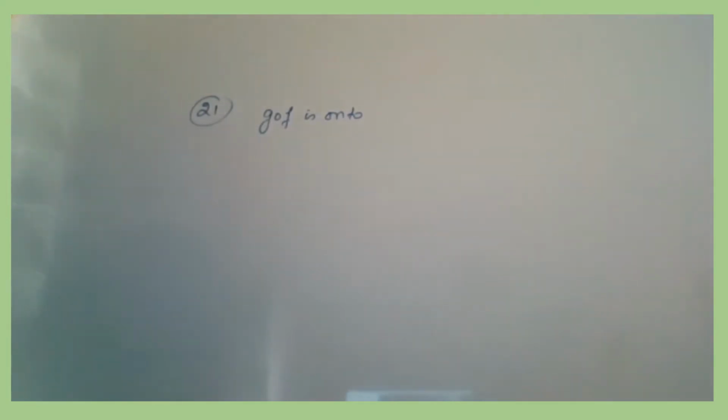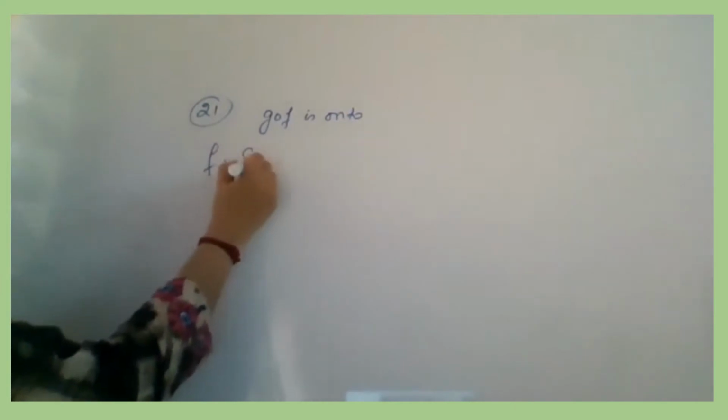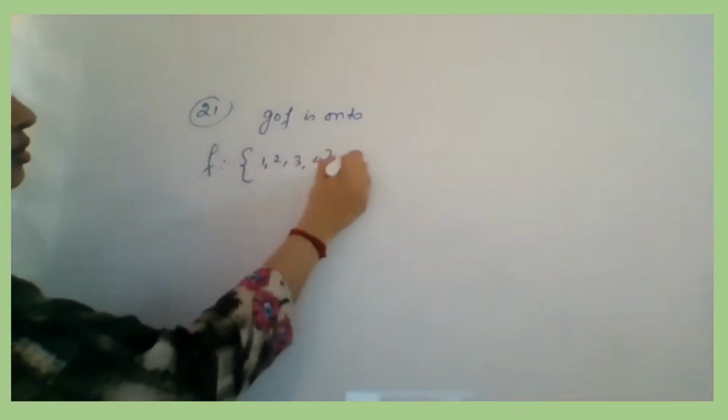If the composition is 1-1, both F and G need not be 1-1. Which should be 1-1? F was 1-1 and G need not be 1-1, right? Here the case is, if G composition F is onto, then F need not be onto, but G should be onto. So what we are taking is F as 1, 2, 3, 4.